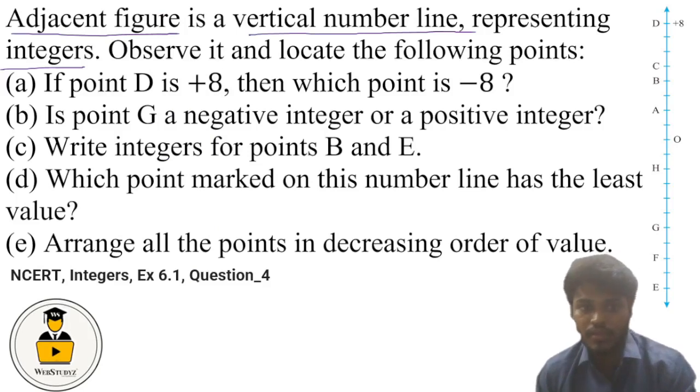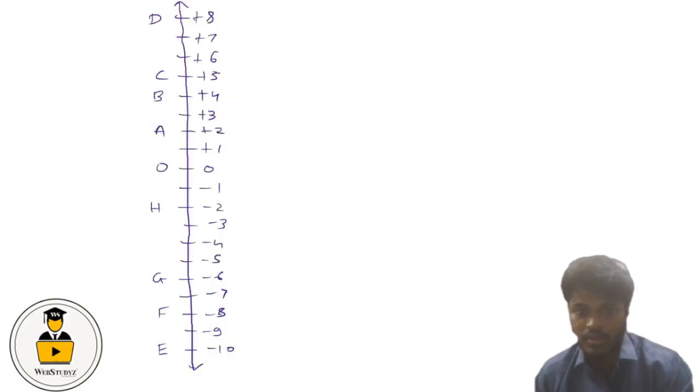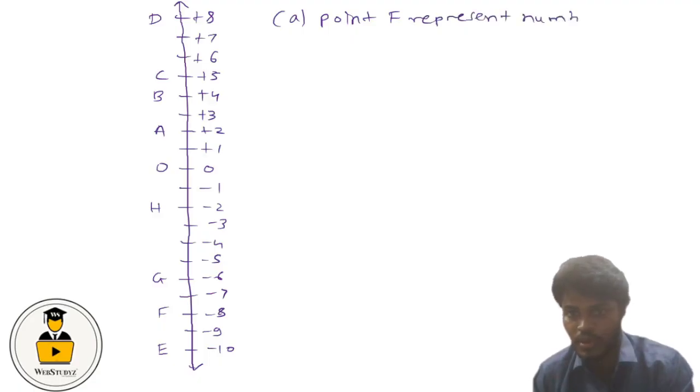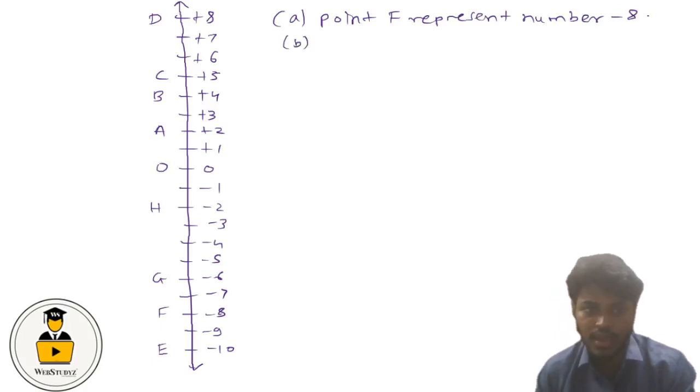The first question says that if point D is plus 8, then which point is minus 8? So from the number line we have to check which point represents minus 8. We can see that minus 8 represents point F. So we can write here: point F represents the number minus 8.